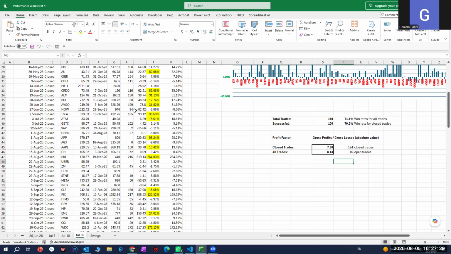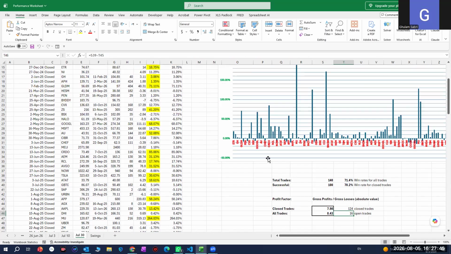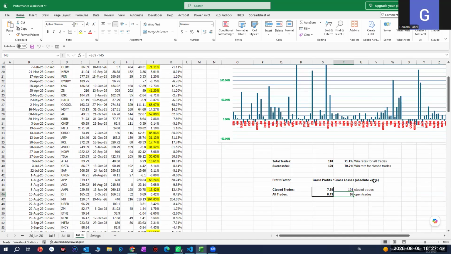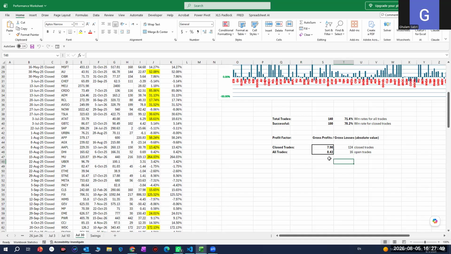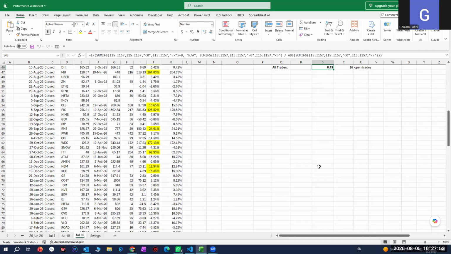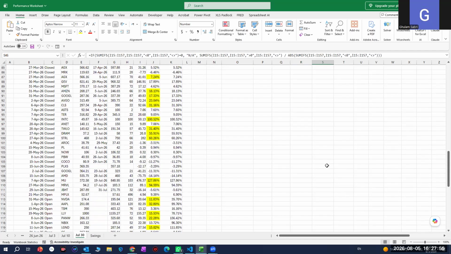In other words, if you're following this system, then if you lose $1 on one trade, you are expected in general to gain $7.98 on a closed trade. For all trades, this ratio is 8.43 because we have 16 open trades as of 30th of July, end of last month. And the profit factor was 8.43, which I believe is quite good, not bad.